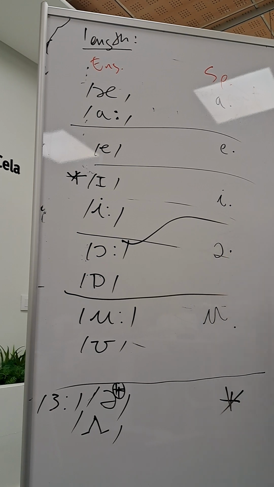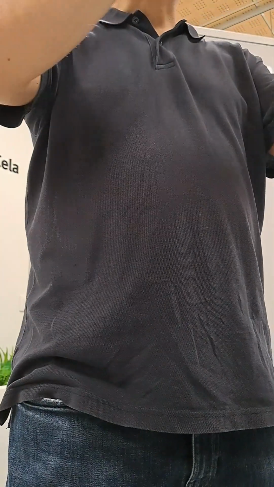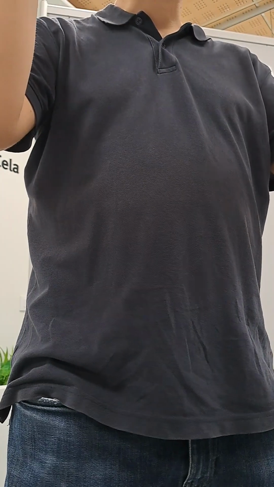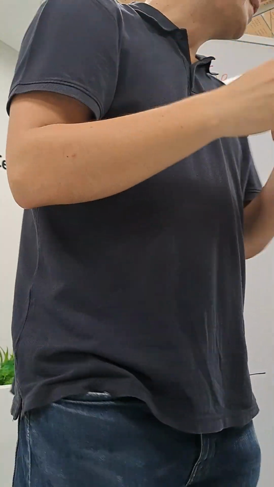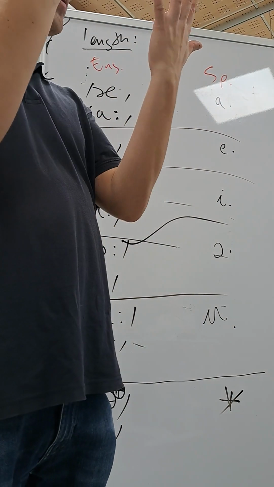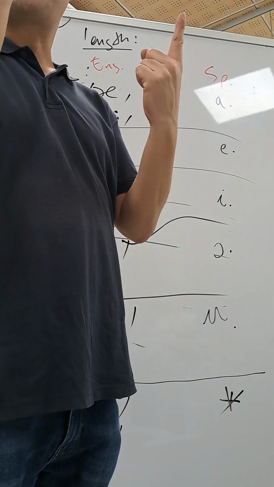In Spanish, there are 5 vowels, 5 sounds. The correspondence is super easy. We have 5 letters and 5 sounds. One letter, one sound. Super easy. In English, however, it's one letter, many sounds, or one sound, many letters.